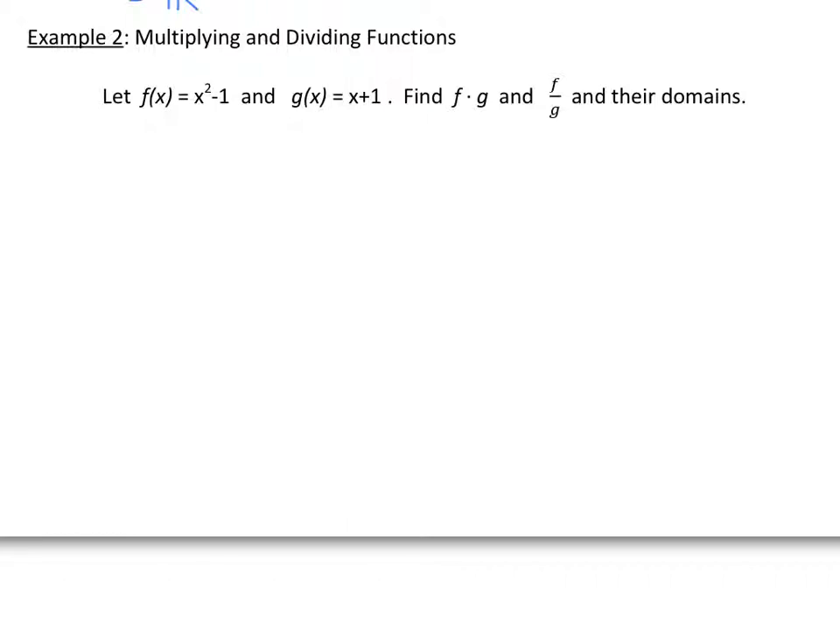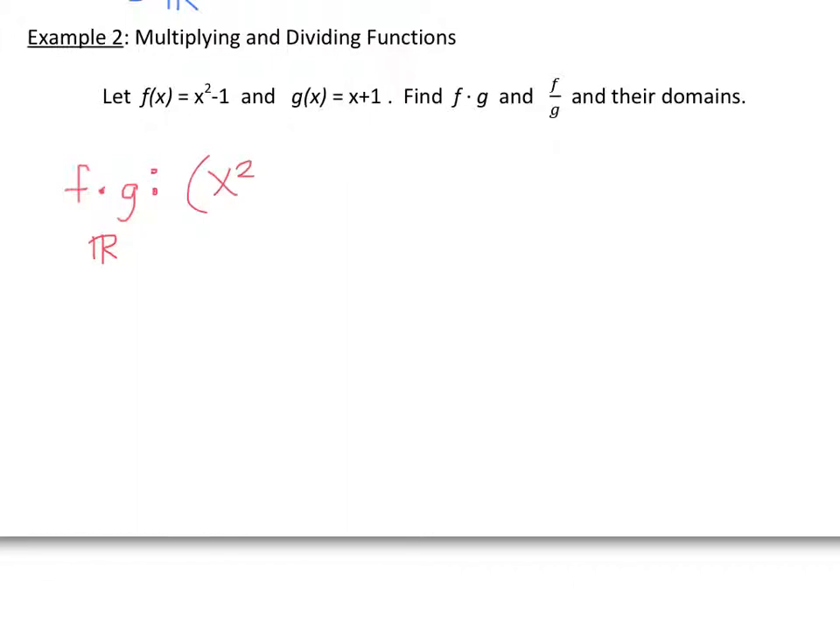Okay, so we're going to start with f times g. Let's look at the domain here. That is a parabola and a line. So again, like I said, we're usually going to have something that'll go on forever and ever. So our domain, again, is going to be all real numbers. And now we just have to simplify things out.